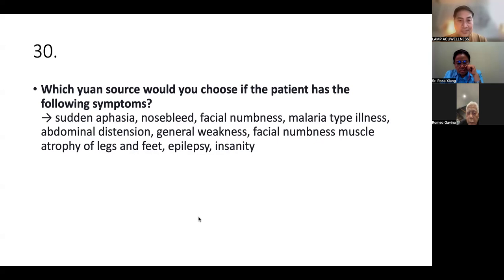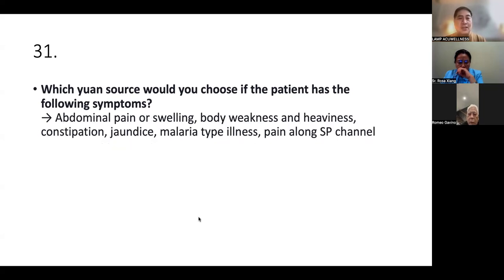Sudden aphasia, nosebleed, facial numbness, probably facial paralysis, no? Stomach atrophy. Stomach 42. Abdominal pain or swelling, body weakness, pain along this. Jaundice, constipation, abdominal distension.